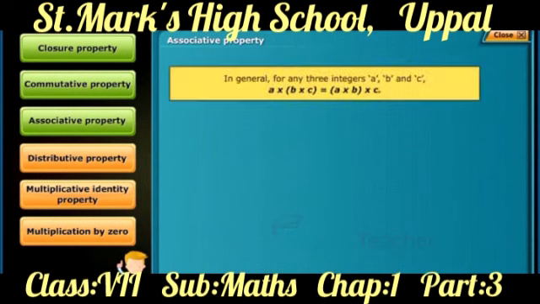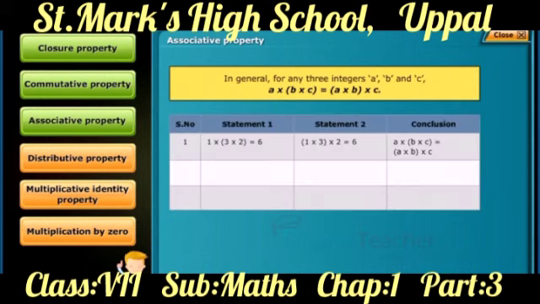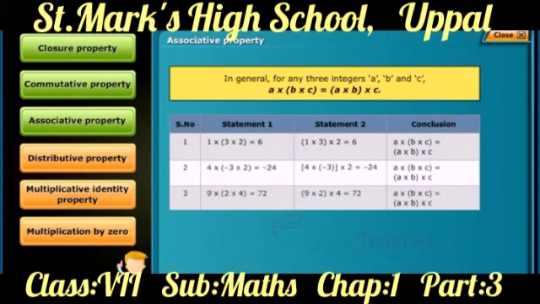Associative property defines that for any three integers a, b, and c, a into b into c is equal to a into b into c. The same holds for the second and the third statements as shown in the table. Therefore, the above table follows associative property under multiplication.